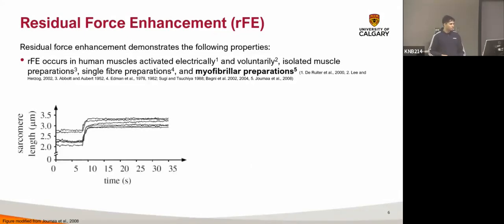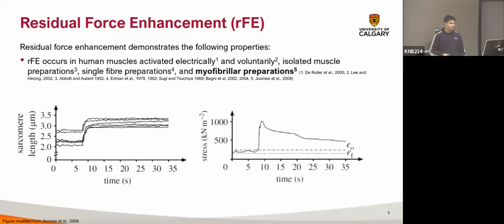And this comes from a couple of studies done in 2008, where they were able to demonstrate that residual force enhancement does in fact happen in myofibrils. So on the second graph here, we have the residual force enhancement stress value, and you'll notice that it's higher than E0, which is the baseline isometric value you would expect.